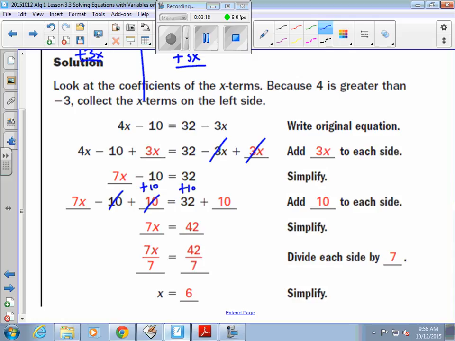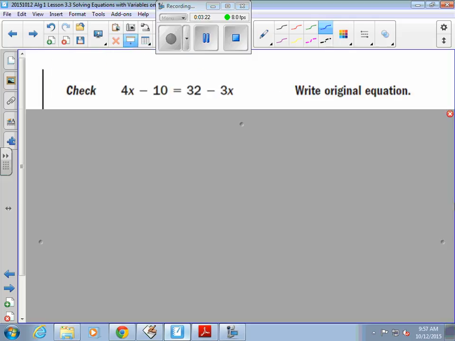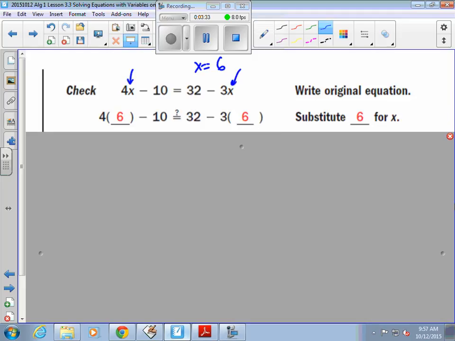X is 6. So right below that, it tells you to check to see if that's correct. Take your value of x, which we just got a second ago, x is 6, and in place of x, we're going to plug in the number 6. So we're going to sub it in. So instead of 4 times x, now 4 times 6 minus 10 is equal to, and notice there's a little question mark above that equal sign. It might be small on your paper to read, but that's a little question mark. Just want to know, is it equal to 32 minus 3 times 6?